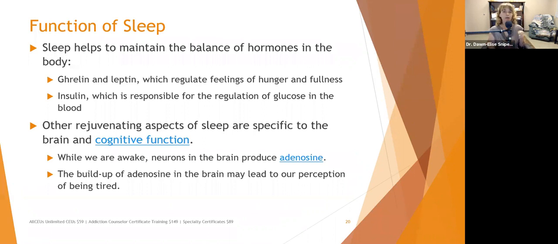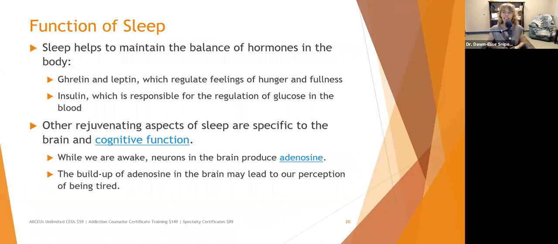Sleep also helps regulate insulin levels, which regulates the glucose in the blood. When people are getting insufficient sleep, their insulin levels are going to be wonky, for lack of a better term, and can contribute to triggering that HPA axis, increasing cortisol, and increasing mood symptoms.